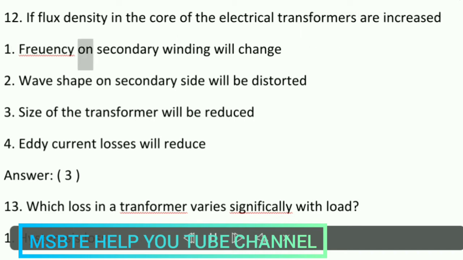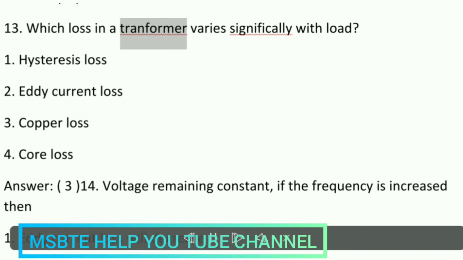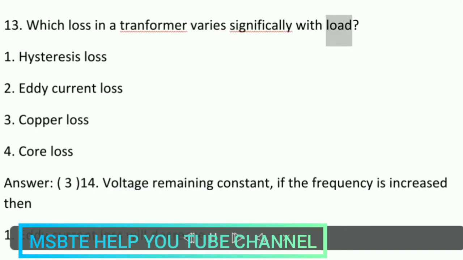1. Frequency on secondary winding will change. 2. Wave shape on secondary side will be distorted. 3. Size of the transformer will be reduced. 4. Eddy current losses will reduce. Answer: 3. 13. Which loss in a transformer varies significantly with load?